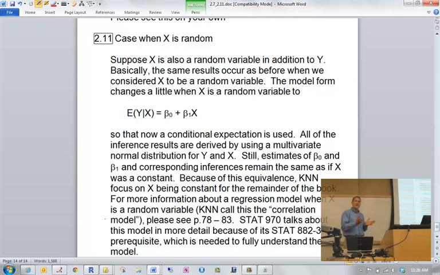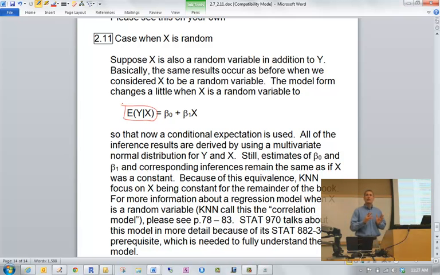So what happens then if x is a random variable versus a fixed quantity? As I've briefly mentioned before, basically all this stuff that we've been talking about holds true. But there's one small thing that you would normally do if you want to be totally specific: in your model statement itself, instead of just saying the expected value of y, say the expected value of y given x.